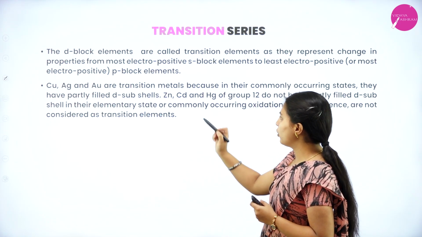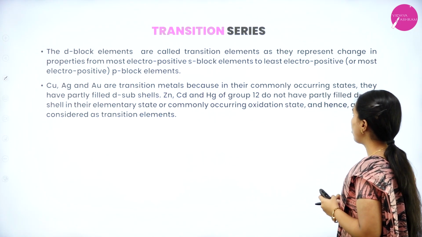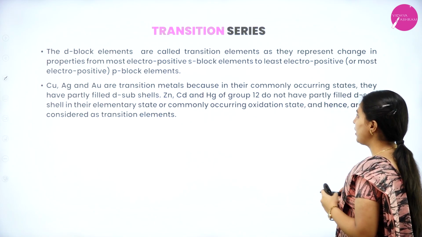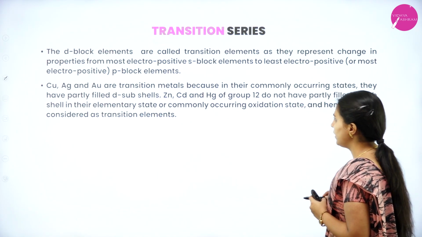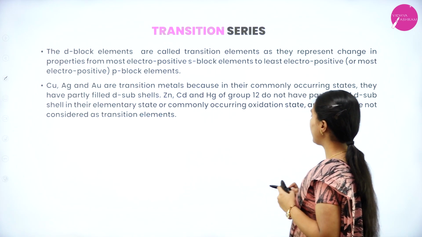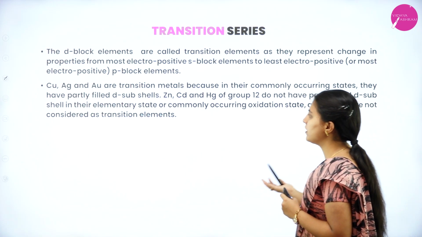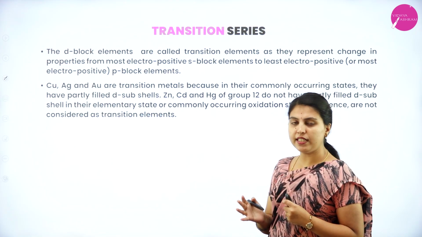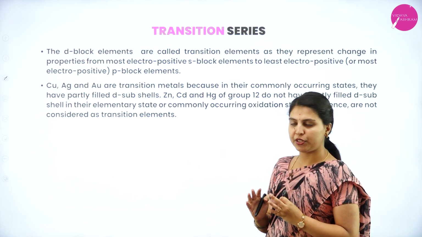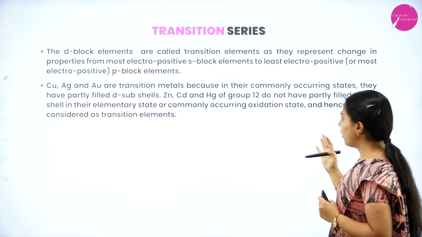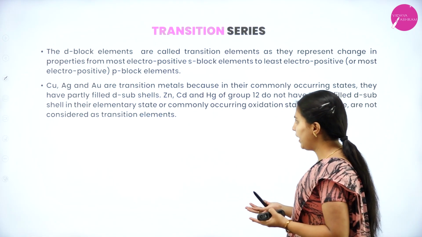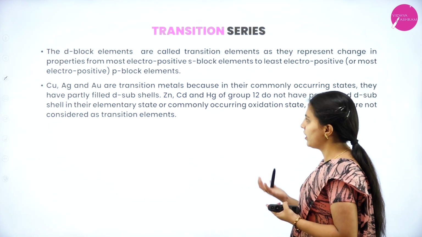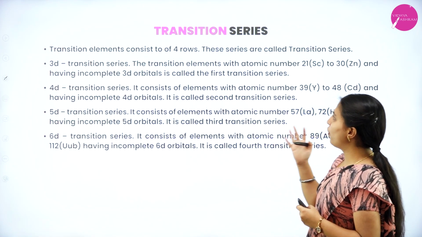Copper, silver and gold are transition metals because in their commonly occurring states they have a partly filled d subshell. Zinc, cadmium and mercury of group 12 do not have a partly filled d subshell in their elementary state or commonly occurring oxidation state, and hence are not considered as transition elements. Transition elements consist of 4 rows.